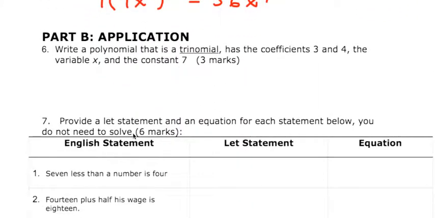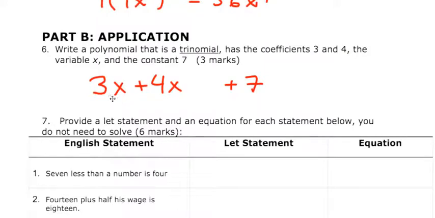Write a polynomial that's a trinomial that has coefficients 3 and 4, and a variable x, and a constant 7. So this is a tough one. A lot of 2 out of 3s here. So coefficients would be 3x and then this and then this, and a lot of people did this. But the problem with this is here are 3 terms in a trinomial, right? 3x plus 4x plus 7, that is a trinomial.